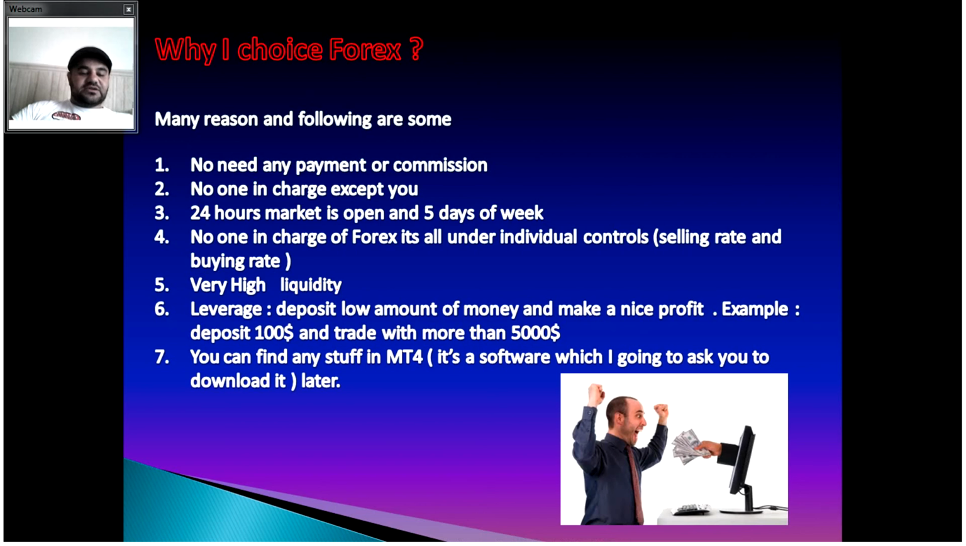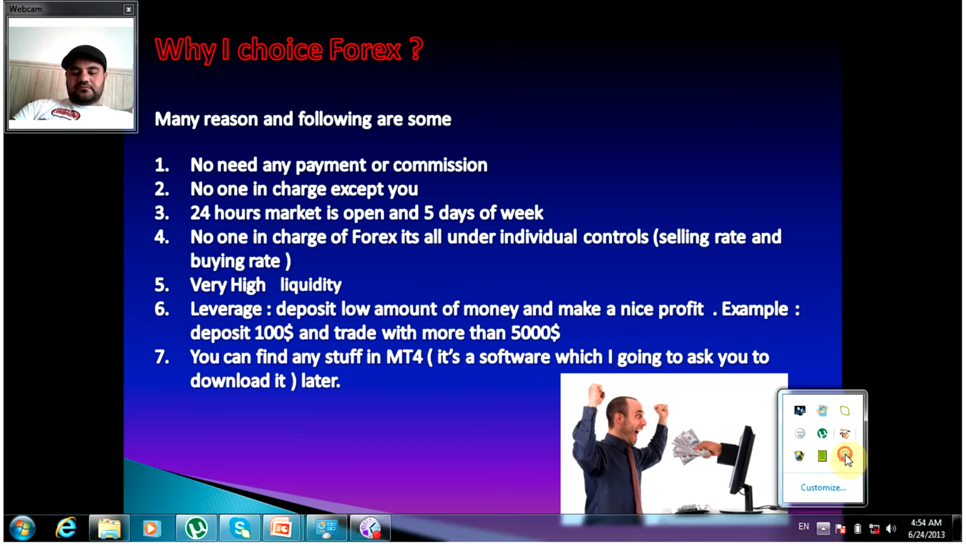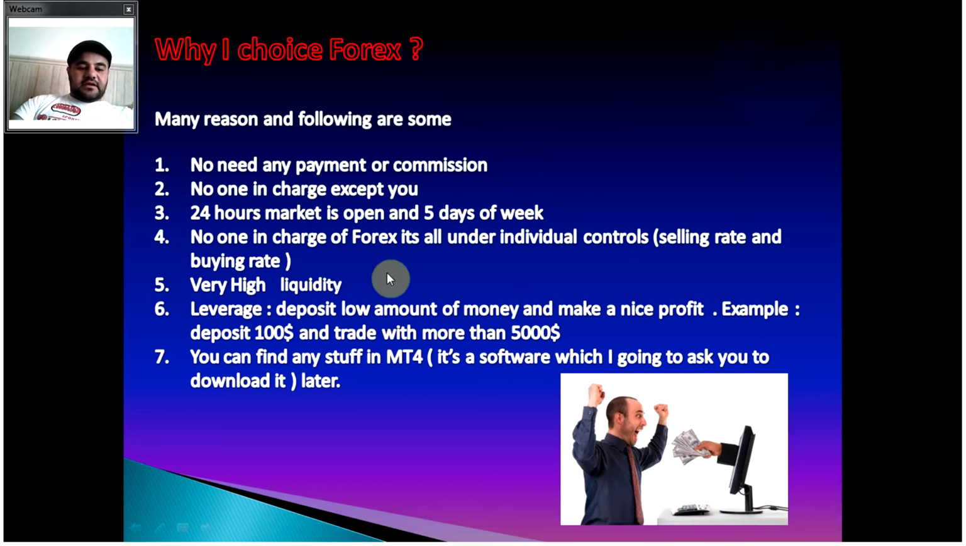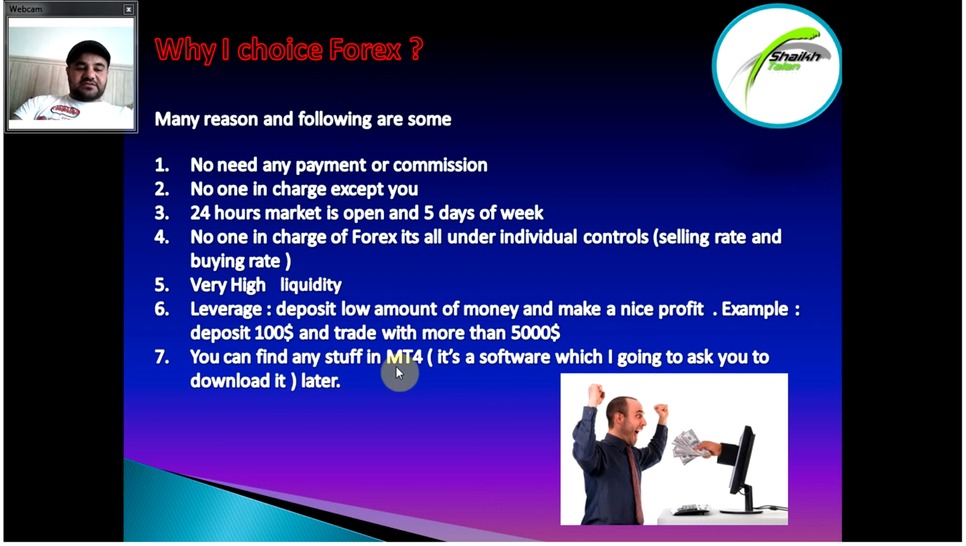Anyway, let's continue our lesson. We have number 6, leverage. As I told you, you can deposit $100 and work with it. But with $100, can you trade with more than $100? Yes, surely you can deposit $100 and trade with a large amount of money. Also, you can find anything in MetaTrader 4, like indicators, systems, templates, and anything else. As I told you, you can find any stuff in MetaTrader 4, and I'm going to explain everything in MetaTrader 4 in detail.